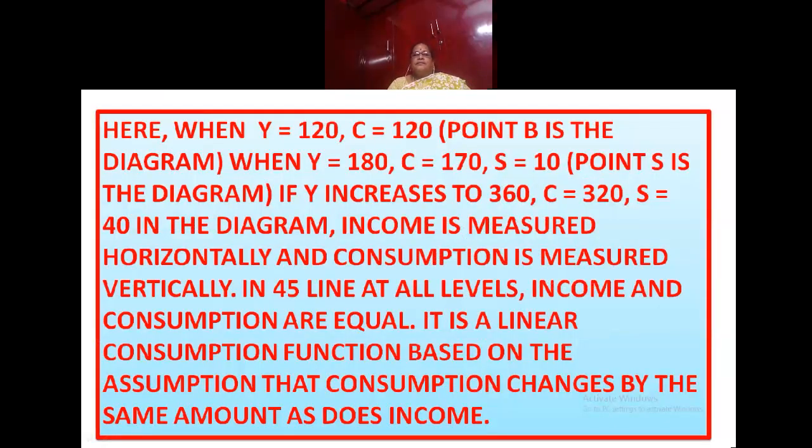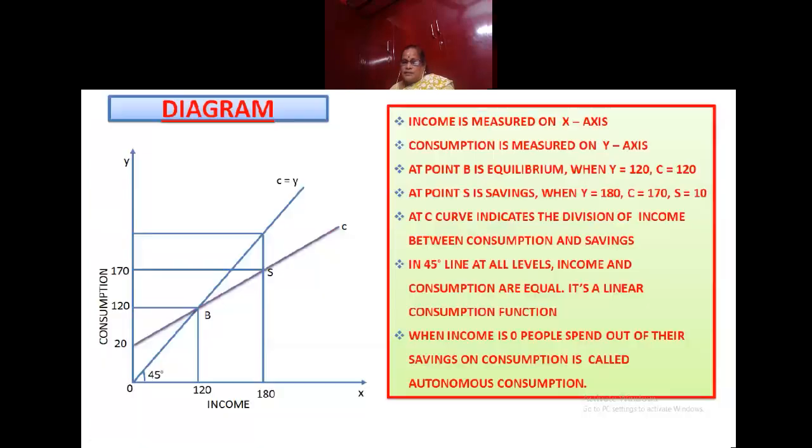Here, according to the diagram, I have given you the sentences. When Y is equal to 120, C is equal to 120, point B is in the diagram. When Y is equal to 180 and C is equal to 170 and S is equal to 10, point S is in the diagram which we have seen already. B and S, because 180 minus 170, income minus consumption, 10, that is savings.